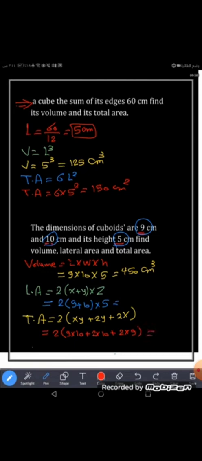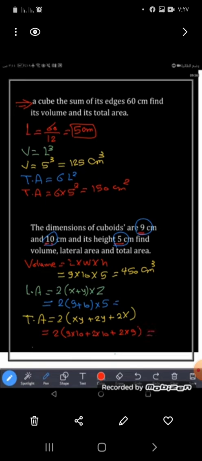And here, the sum of all the cube's edges. Then we have to get the length for one edge. As I said, we have 12 edges. Then we can say length for one edge equal 60 over 12 equal 5 centimeter. Then we can say volume equal L cube as the same example. Volume equal 5 cube equal 5 by 5 by 5 equal 125 centimeter cube.